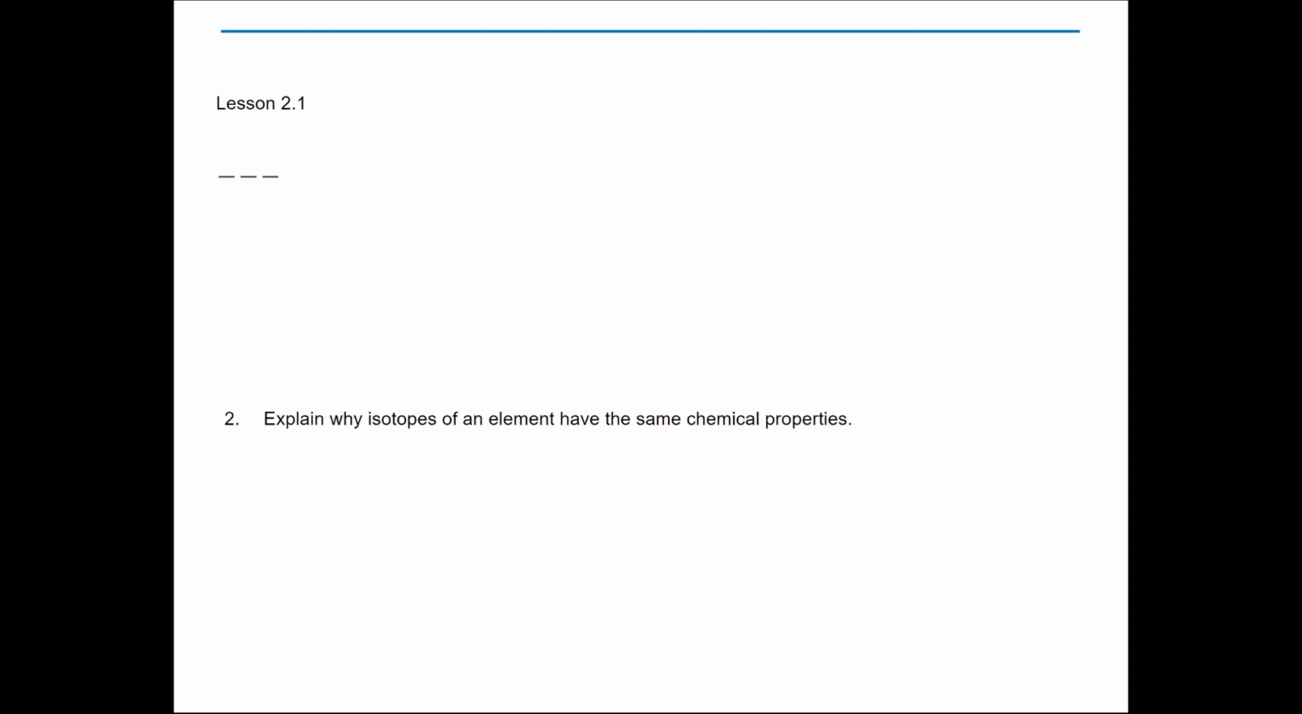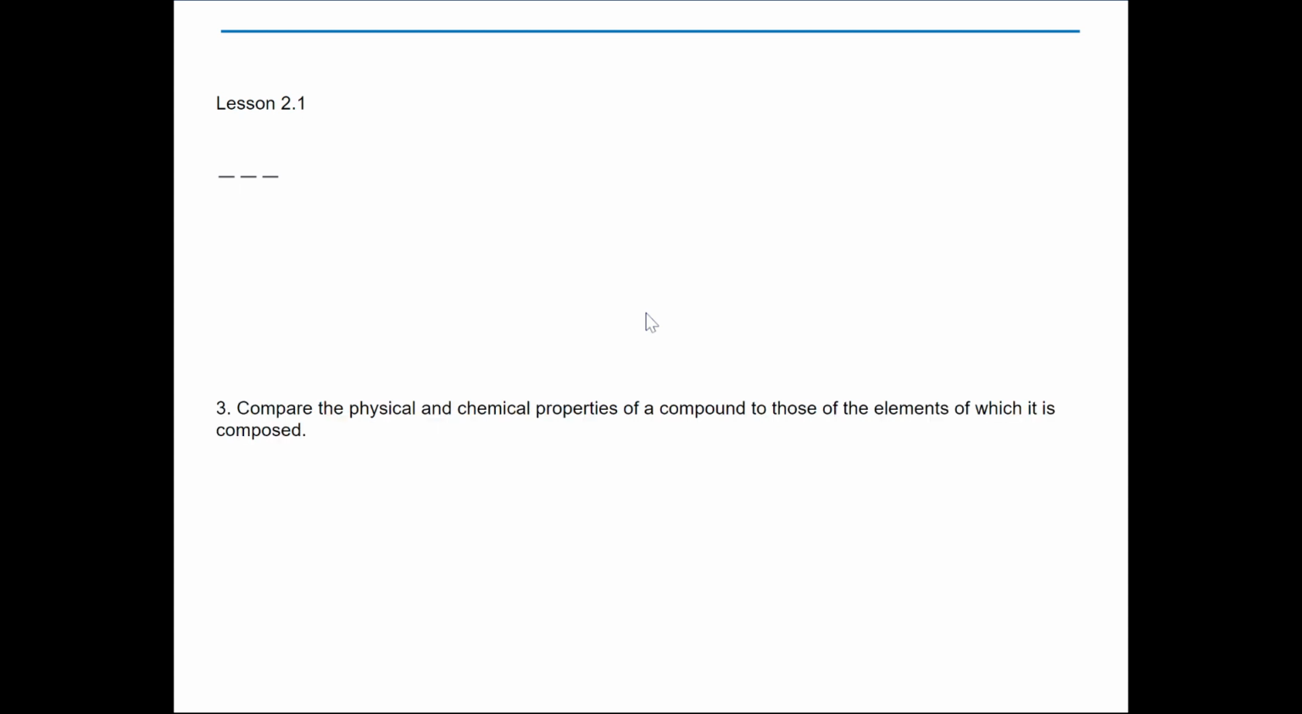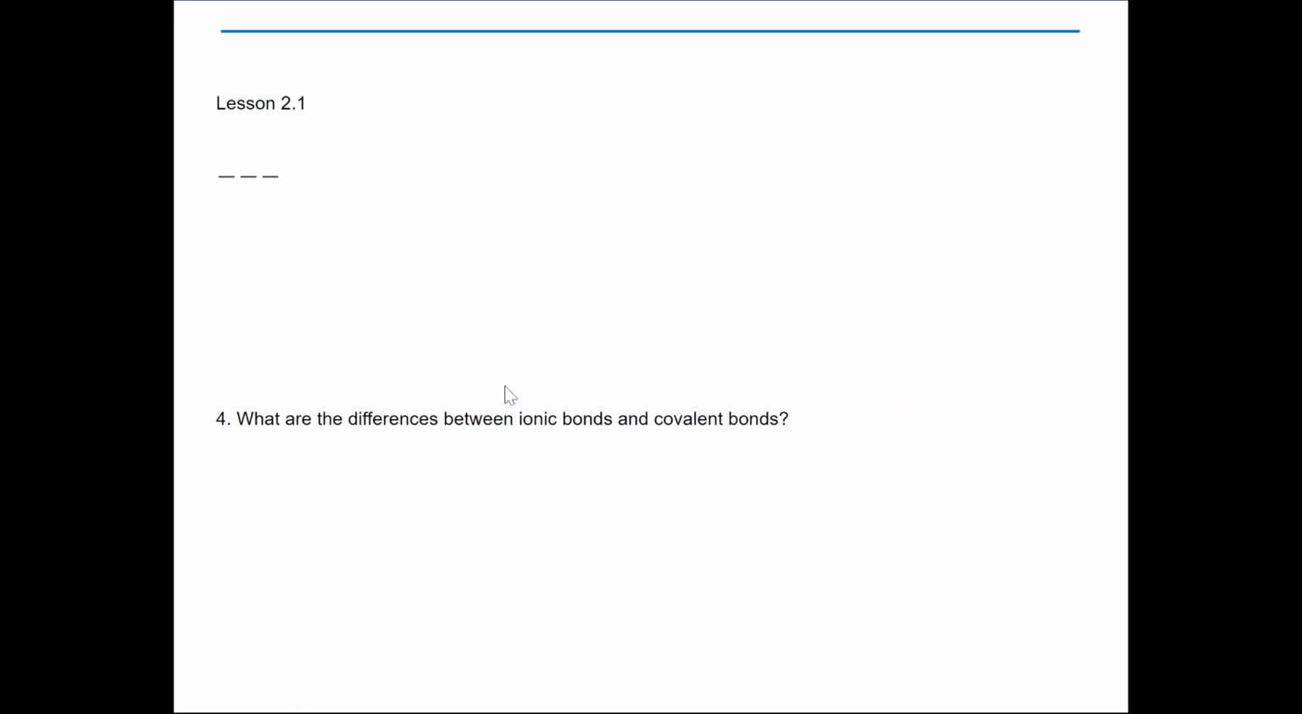Question number 2, explain why isotopes of an element have the same chemical properties. Remember, it has to do with the number of protons in those isotopes. Number 3, compare the physical and chemical properties of compounds to those of the elements of which they are composed. And number 4, what are the differences between ionic bonds and covalent bonds? One of them is stealing or giving electrons. The other is sharing. Which is which, and explain why.